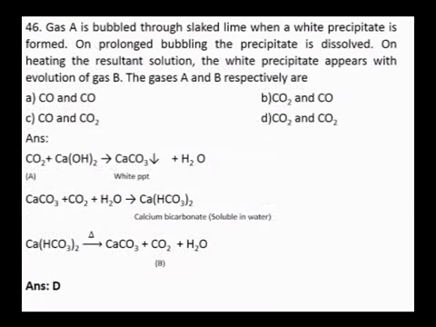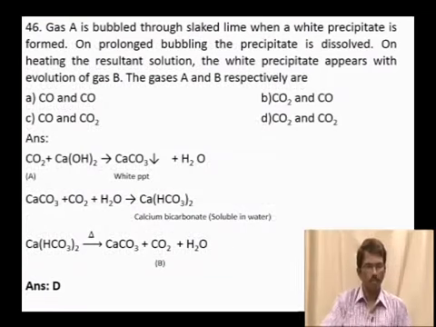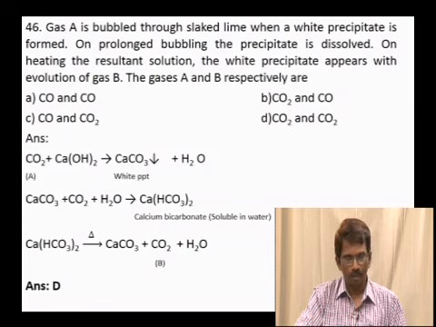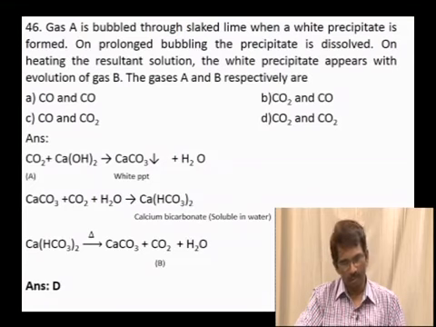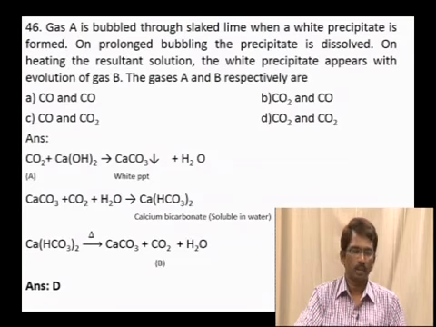In the question number 46, gas A is bubbled through slaked lime. A white precipitate is formed, on prolonged bubbling the precipitate dissolves. On heating the resulting solution, the precipitate appears back with the evolution of gas B. The gases A and B respectively are. So the options are given as CO and CO, CO2 and CO, CO and CO2, CO2 and CO2.